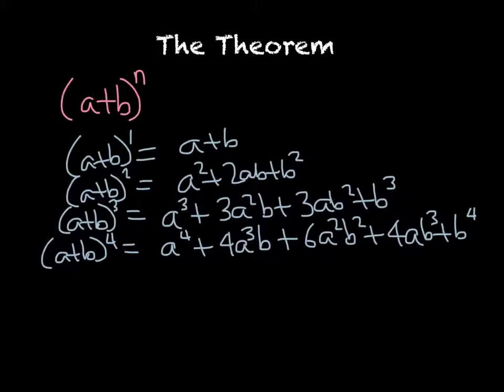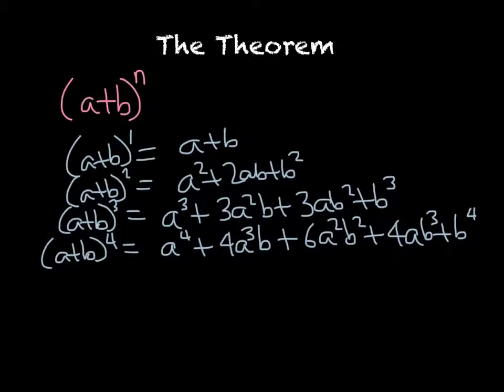In all of these, we see that as you go through, the power of a is decreasing. So here we have a to the power of 2, a to the power of 1, a to the power of 0, and similarly a to the fourth, a to the third, a squared, a, and a to the 0th, while the power of b is increasing. So here we have, for example, b to the 0, b squared, b cubed, and b to the fourth.